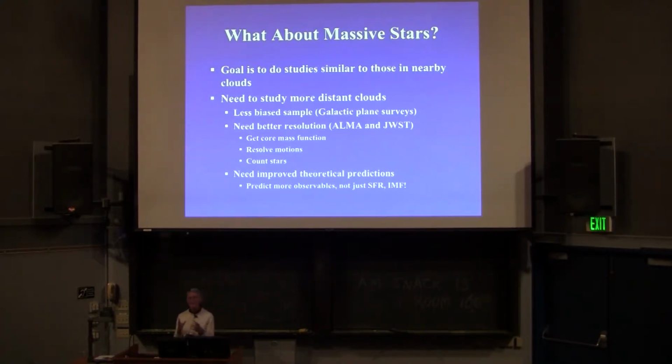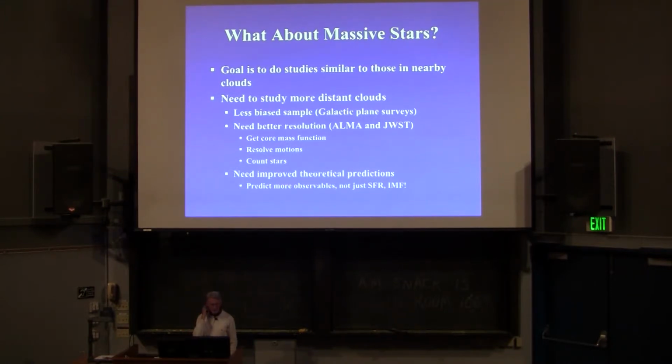Because when you form massive stars, you produce a lot of diffuse infrared emission, and trying to separate the YSOs from that with Spitzer data proved to be extremely difficult. So we're hoping that JWST might be able to provide the resolution that would allow us to do that. Strangely, you don't need sensitivity, you need resolution.